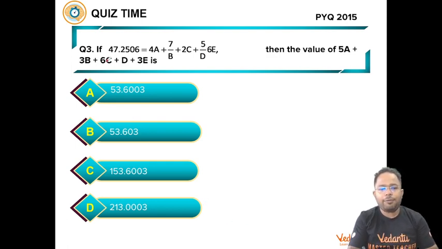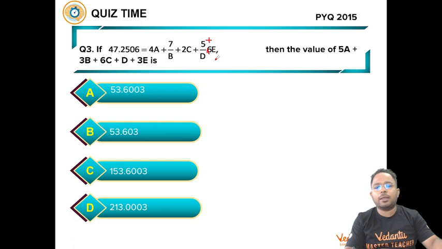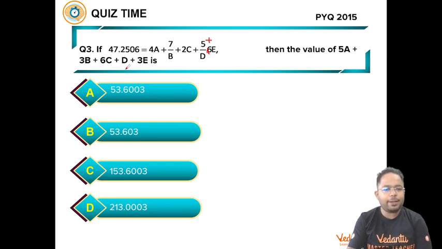If 47.2506 equals 4a plus 7 by b plus 2c plus 5 by d plus 6e, what could be the answer for the value of 5a plus 3b plus 6c plus d plus 3e?